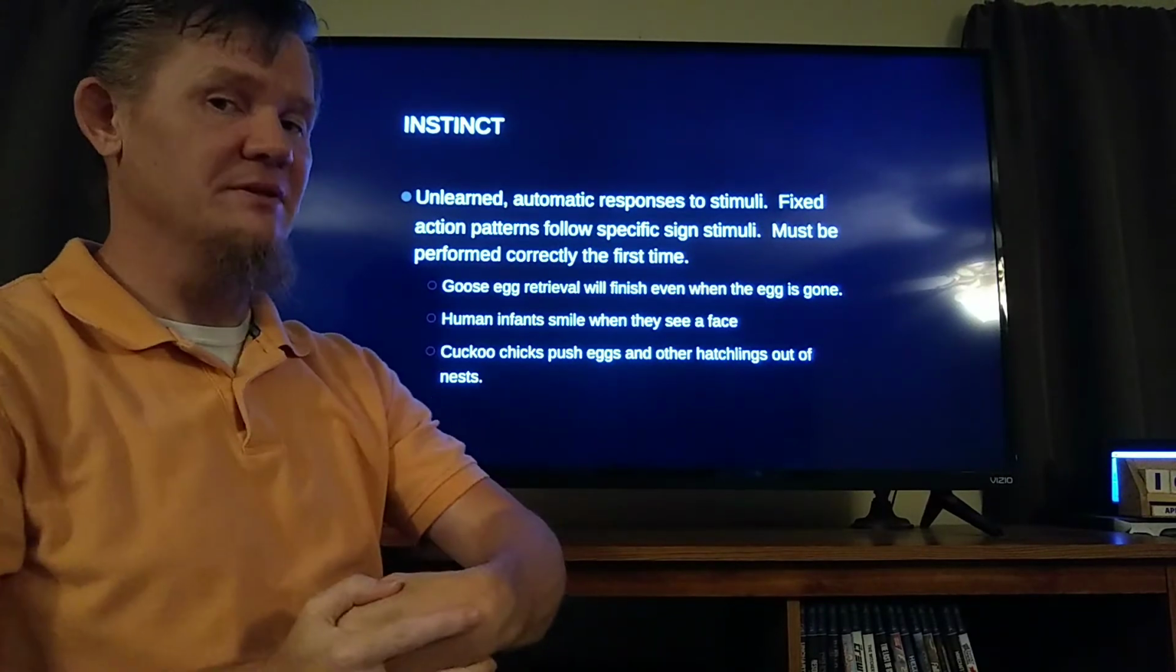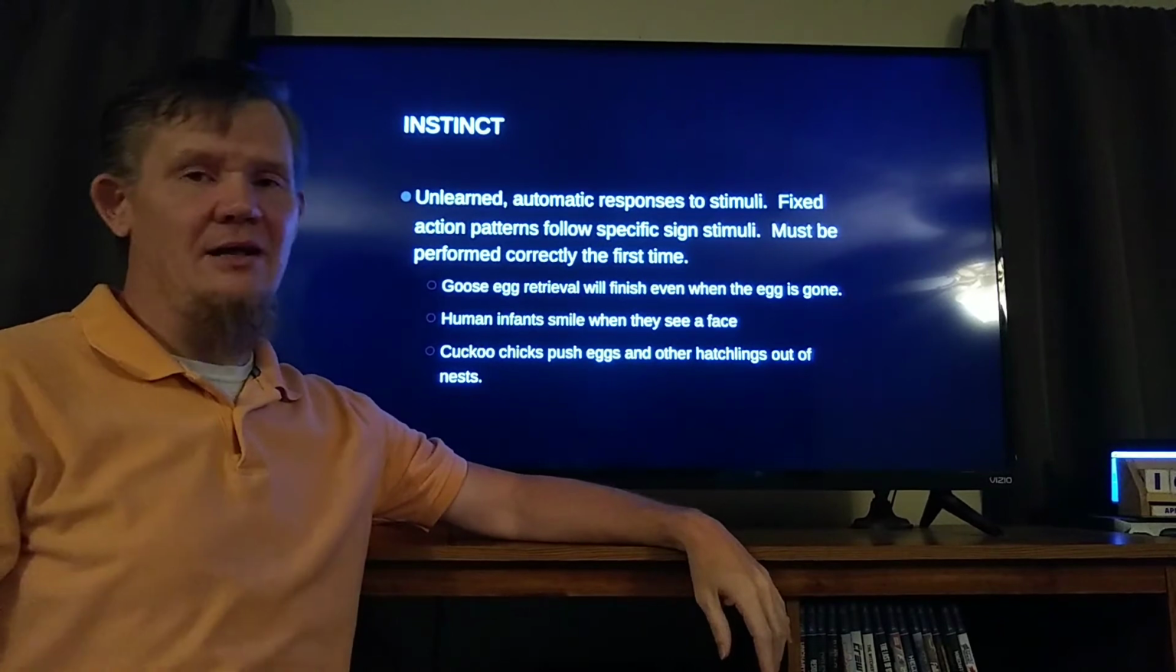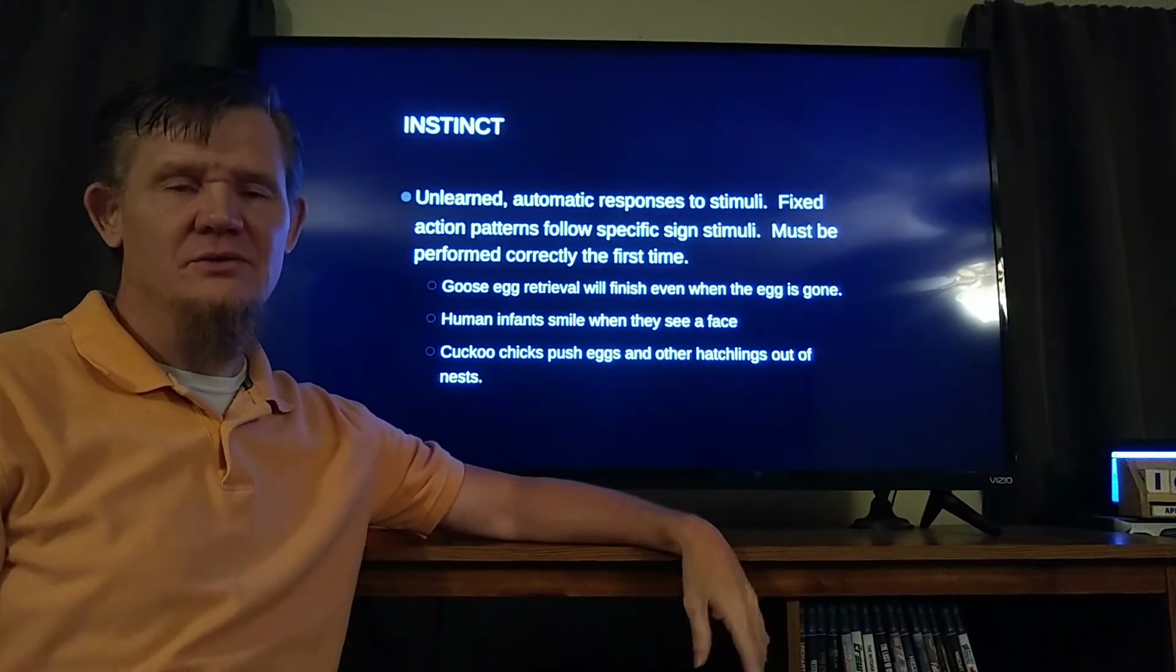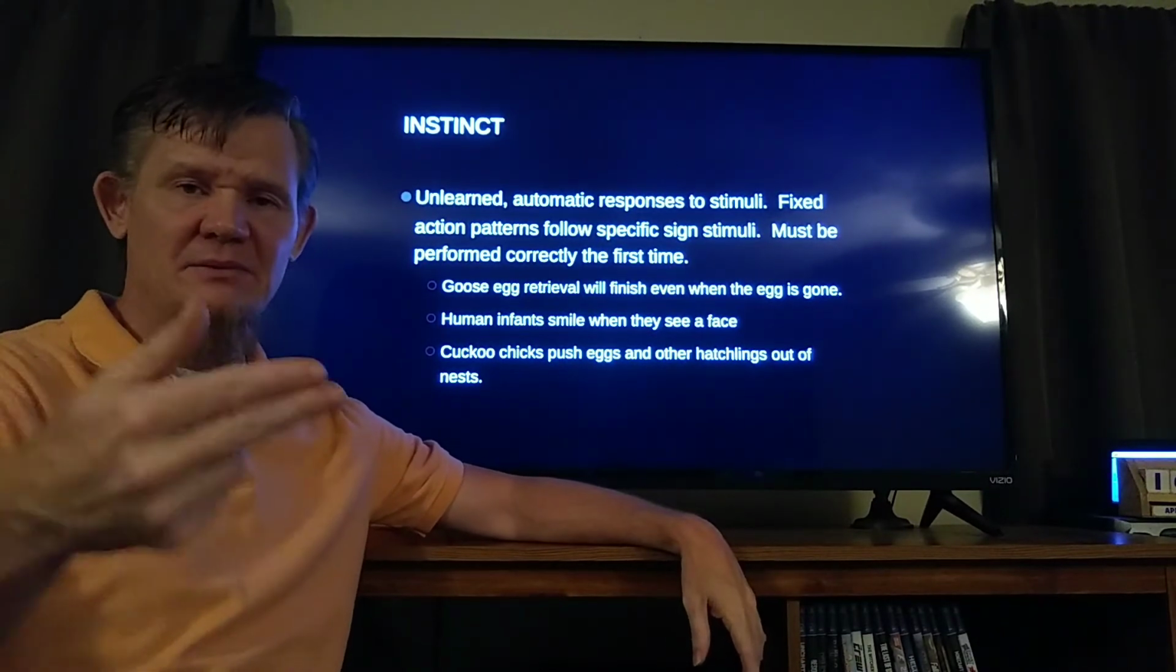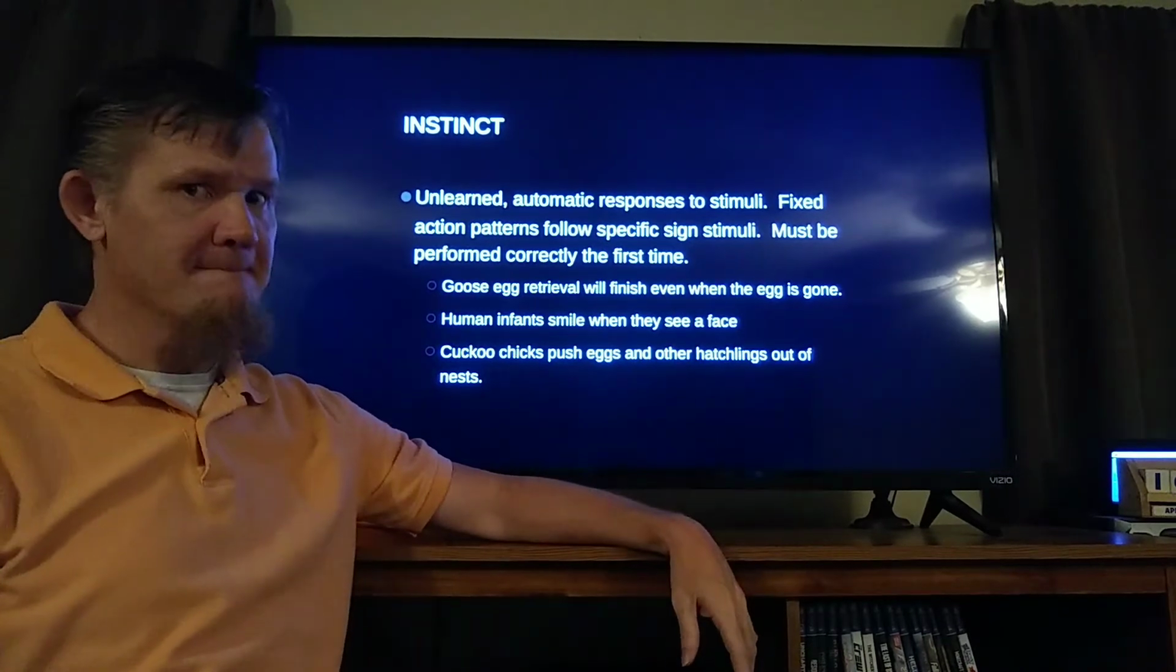Why is that adaptive? Why does that help? How does that help the cuckoo? Well, the way it helps the cuckoo is that now all of the food that mom and dad bring back to the nest goes to the cuckoo chick.